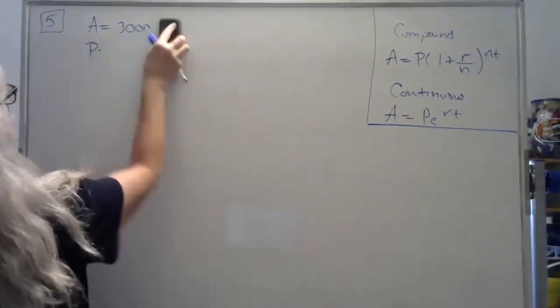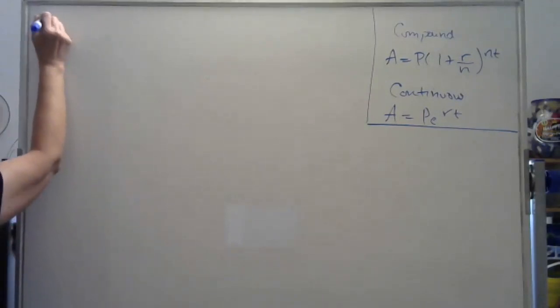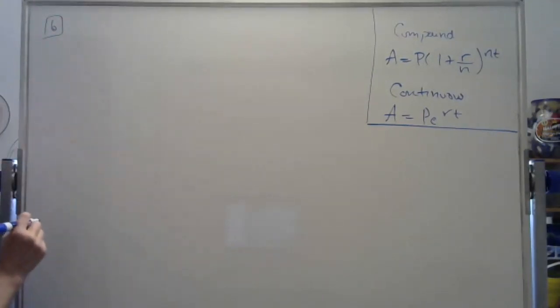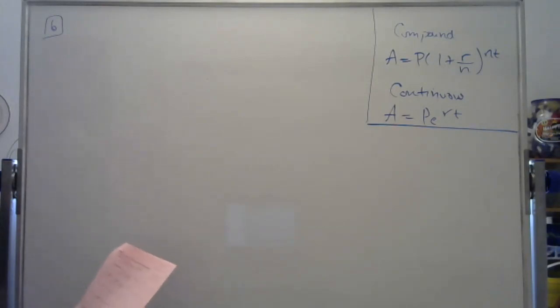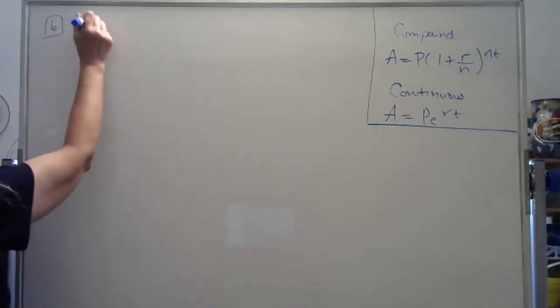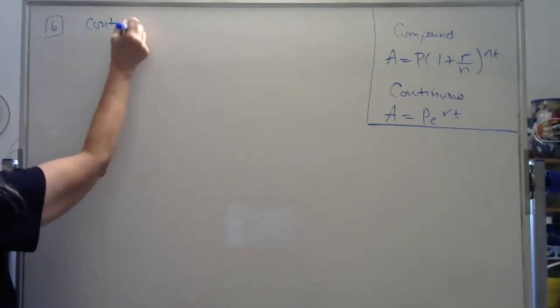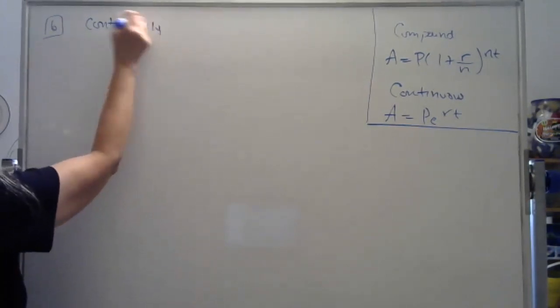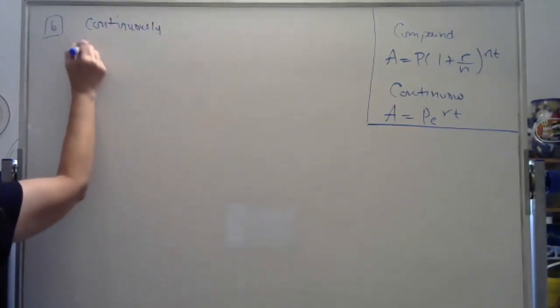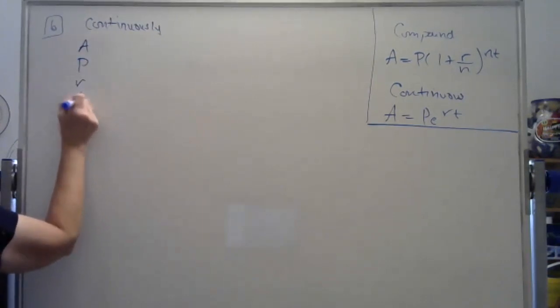Okay, example 6. Example 6 says, Kelly has $10,000 to invest and wants to have $25,000 in the account in 10 years for her daughter's college education fund. If the account pays interest continuously, what interest rate is required? Again, I see the word continuously, and that's telling me to use the PERT. So I need an A, a P, an R, and a T.